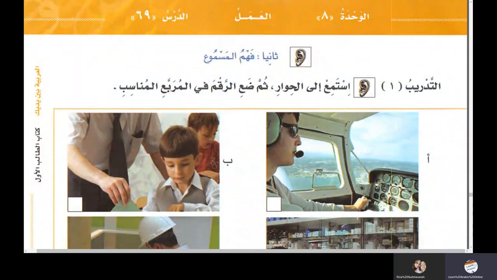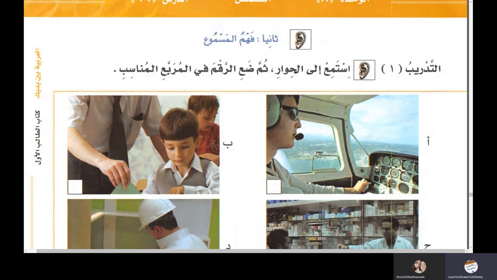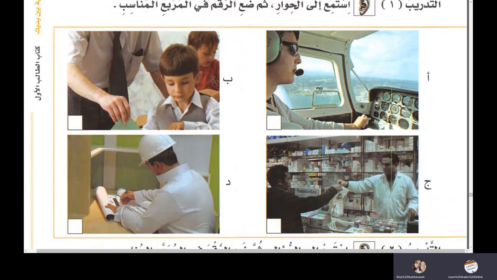Understanding of what you hear. First exercise: listen to the dialogue then put the number in the appropriate box. So you tell me which dialogue is this, okay?